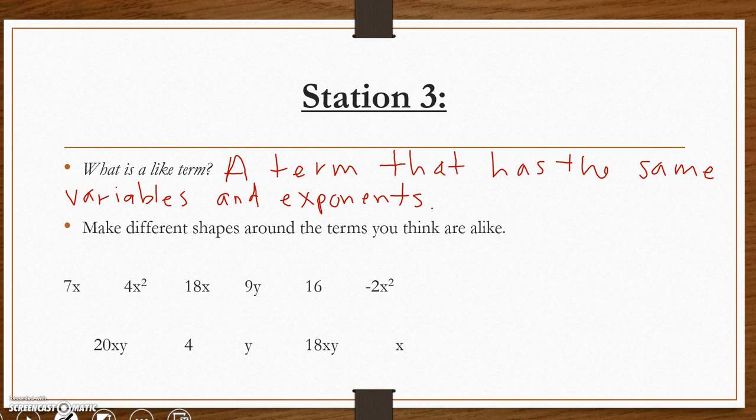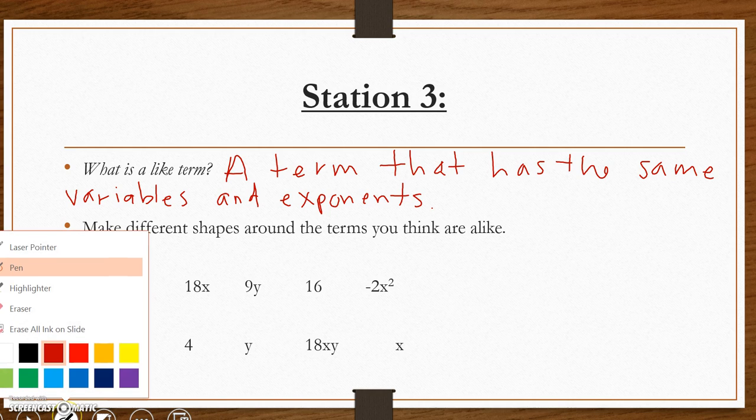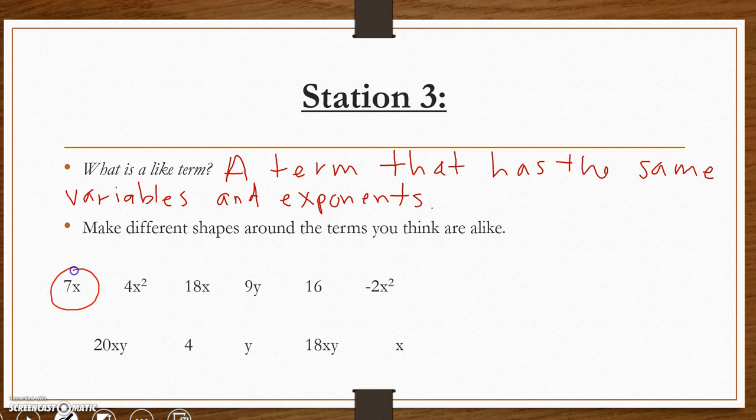So it says make different shapes around the terms that you think are alike. So our first one over here is 7x. So I'm just going to circle them in different colors, but since you probably don't have that, just circle them and put some around with boxes, stars, stuff like that. So 7x. The other like term will have just an x. It doesn't matter what number's in front of it, as long as it has an x. So that would be like this guy and this guy. All of those are like terms, and so you could end up adding them, like 7x plus 18x plus 1x. You can add those all up together.